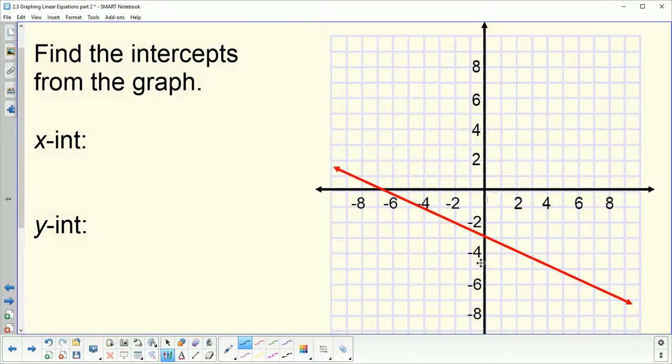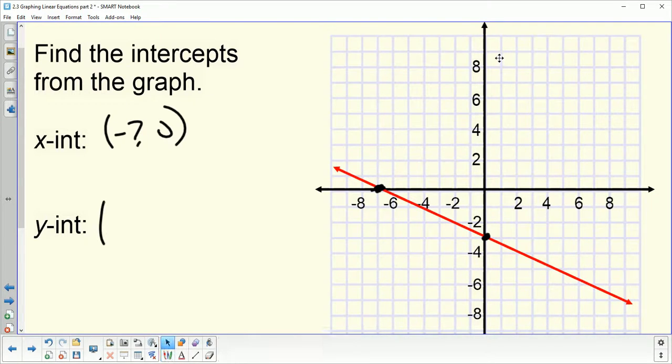Okay, so first we're going to start looking for our x-intercept. Remember, that's where we cross the x-axis. So right here, and that's going to give us a -7 value for x. And then remember, anytime we're on our x-axis, our y value is going to be 0. So the x-intercept is (-7, 0). And your y-intercept, you'll see, is down here. And the opposite is true here. Anytime you're on your y-axis, your x value is 0. And then we have a y value of -3 at that intercept.